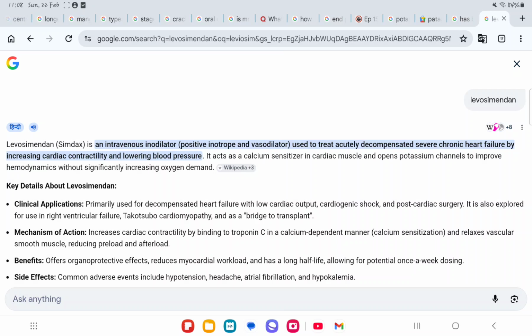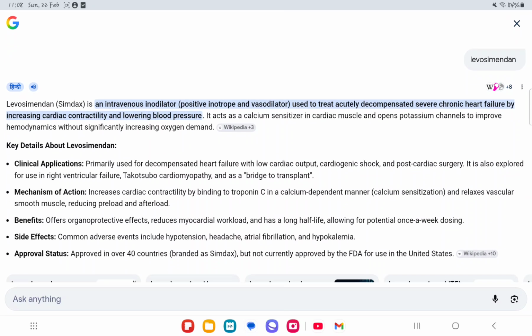Next is levosimendan. It is a calcium sensitizer in cardiac muscle. It increases cardiac contractility by binding to troponin C in a calcium dependent manner, so increasing calcium sensitization. So it reduces vascular smooth muscle tone and increases cardiac contractility. It is also an inodilator, just like dobutamine and milrinone. It is not currently FDA approved.